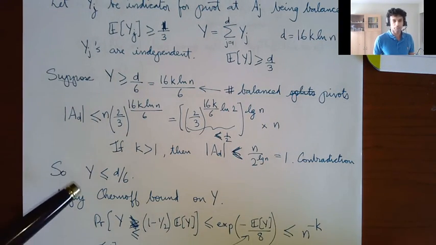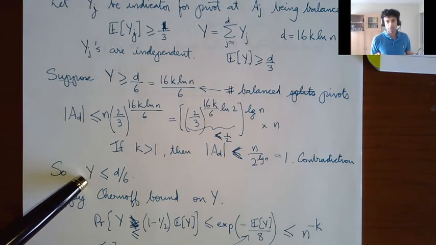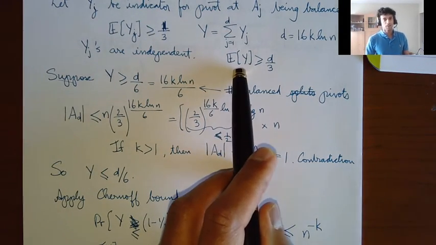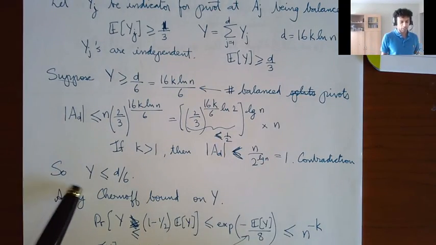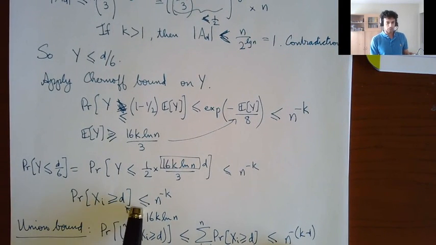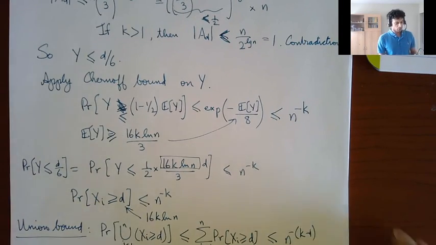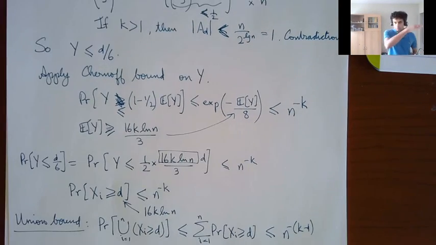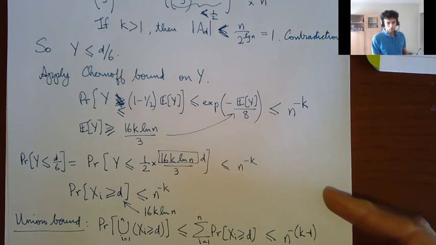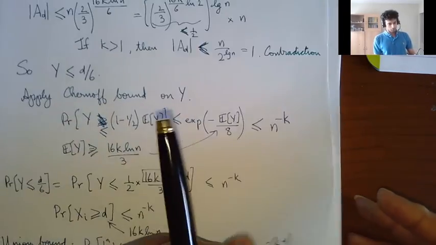This means that this process could not have seen many balanced pivots. The number of balanced pivots seen was actually at most d over 6. But if the number of balanced pivots seen is so small, on the other hand, the expected number of balanced pivots seen is high, so you can apply the Chernoff bound to bound that deviation. And once you get that deviation, you get the probability that xi has a large depth is at most n to the minus k. This only gives you a bound for a specific i. So you do a union bound over all of them, over all the i's, over all the elements, and by the union bound, you basically get n to the minus k minus 1. And that completes the proof.